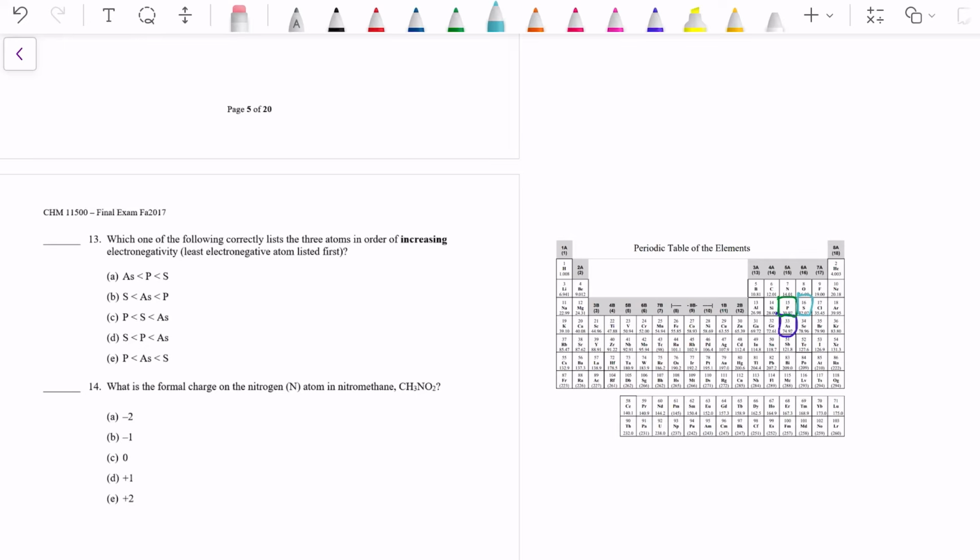Sulfur is the closest to the top right, so it's the most electronegative, and then phosphorus is an energy level above AS, so it's going to be a little bit more electronegative. So that's our arrangement, which leaves us with answer choice A. I'll give a little more explanation as to why we know this. 13A, yeah.